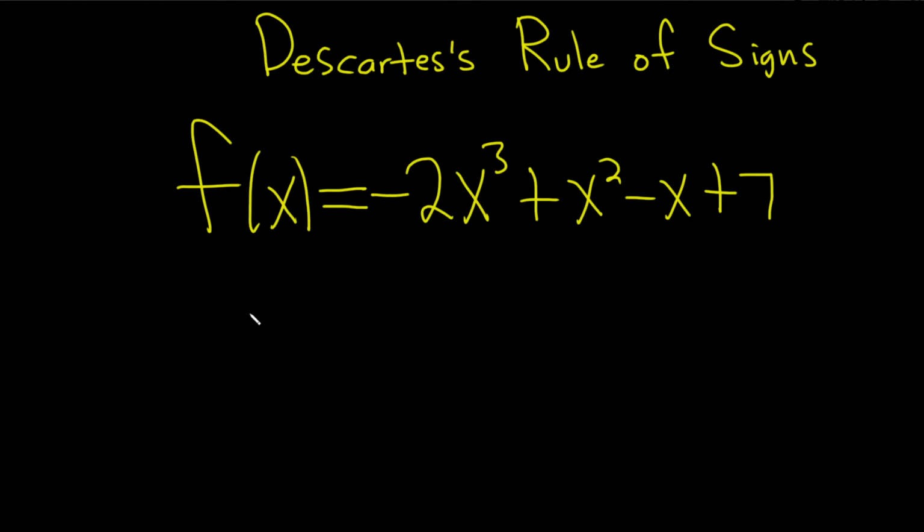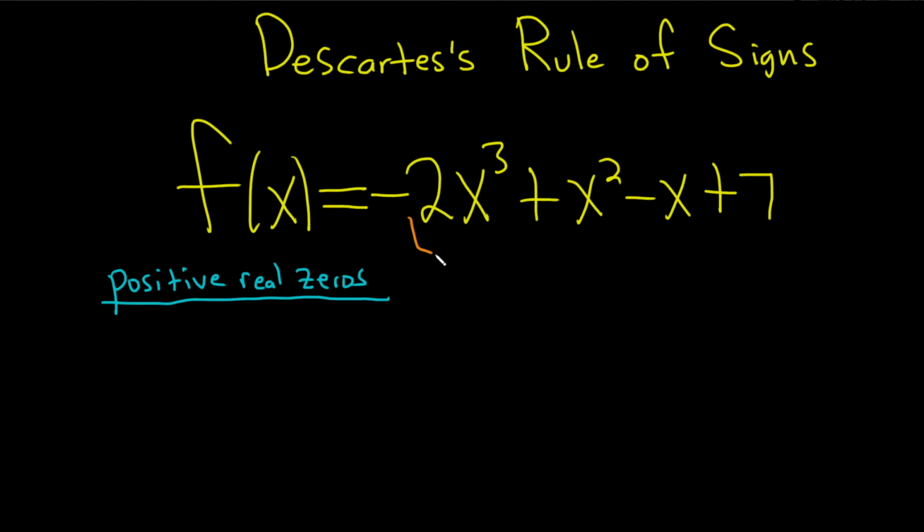In this problem, we're going to use Descartes' rule of signs to determine the possible number of positive and negative real zeros. Let's start with the positive real zeros. So to do the positive real zeros, you look at f of x, you look at this one. And then you just start by counting sign changes. So let's look at sign changes.